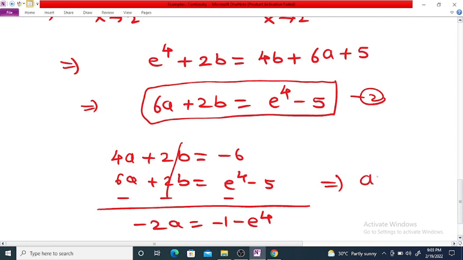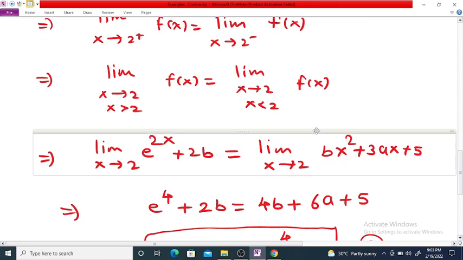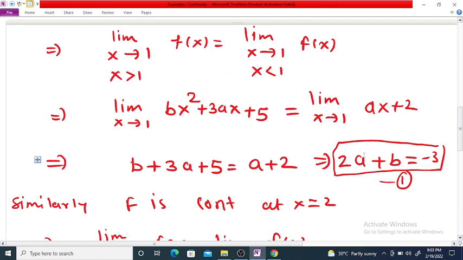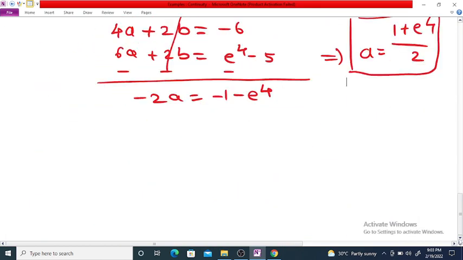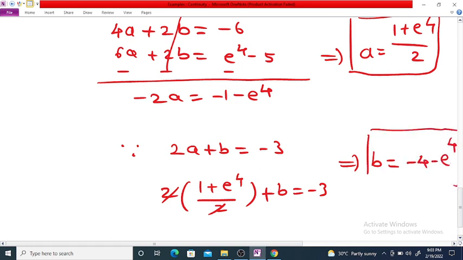So this implies a is equal to 1 plus e raised to 4, divided by 2. So this is the value of a. Now, to find the value of b, since twice a plus b is equal to minus 3, if we substitute the value of a, 1 plus e raised to 4 divided by 2, twice a plus b equals minus 3. This 2 gets cancelled here, and b is equal to minus 3 minus 1, that is minus 4 minus e raised to 4. So this is the value of b.